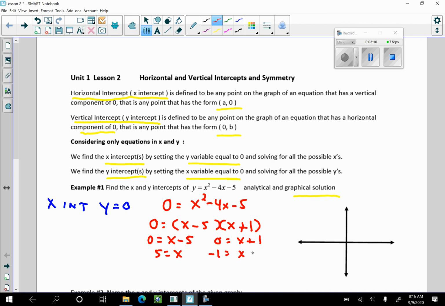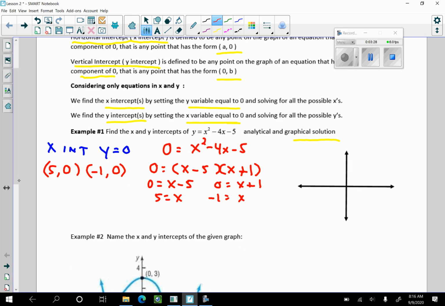So it looks like I have two x-intercepts. One is going to be 5, comma 0, and the other is going to be -1, comma 0. And what we're going to do is come over here on the graph, and we're going to graph those x-intercepts right away. I'm going to do my graph in purple. So I'm going to have -1, comma 0 right there, and I'm going to have 5, comma 0 right there.